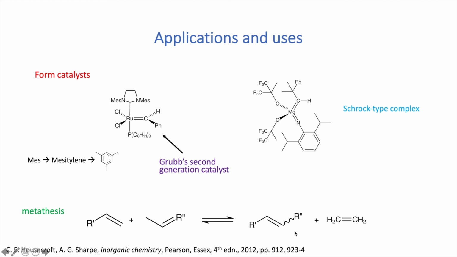The other reactions that metal carbyne complexes can be used in are photochemical reactions or coupling reactions with isocyanides.